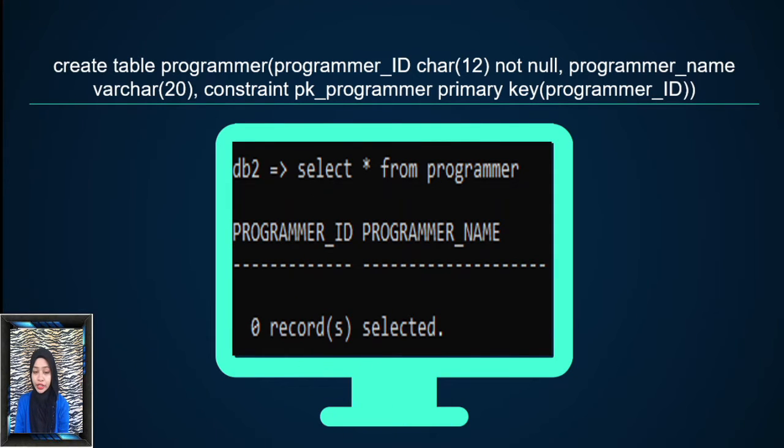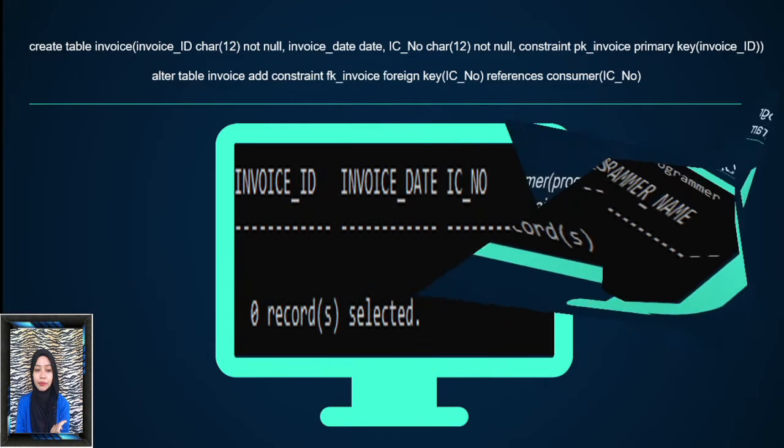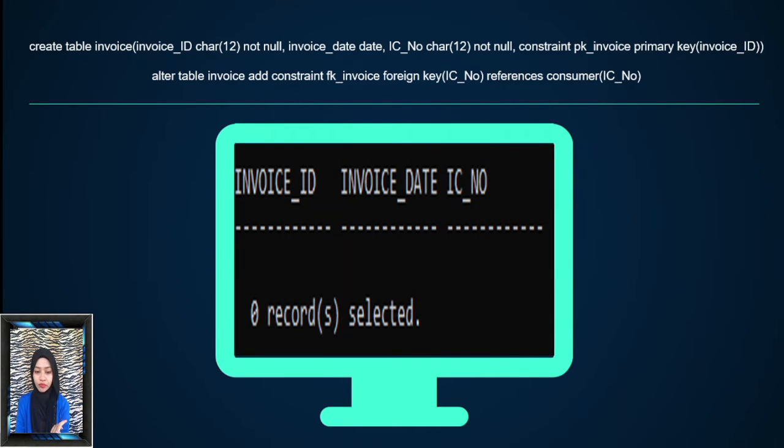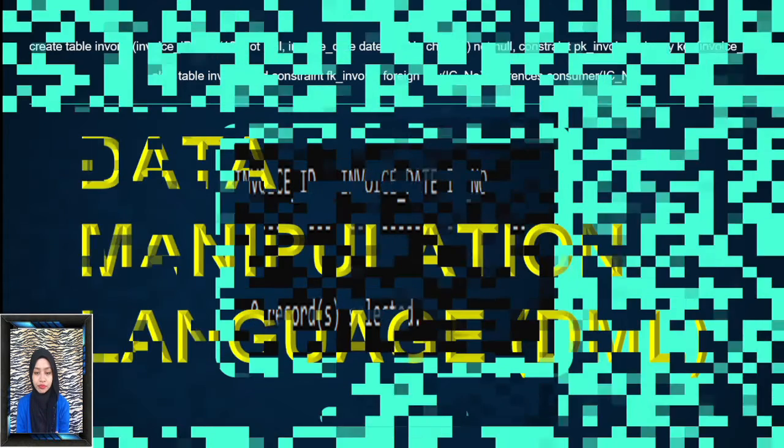So for the programmer, I look for programmer ID and also programmer name. Programmer ID is char, and the programmer name is varchar. For the table invoice, have an invoice ID and invoice date, also IC number. So the invoice ID is char, invoice date is char, while IC number is also char.